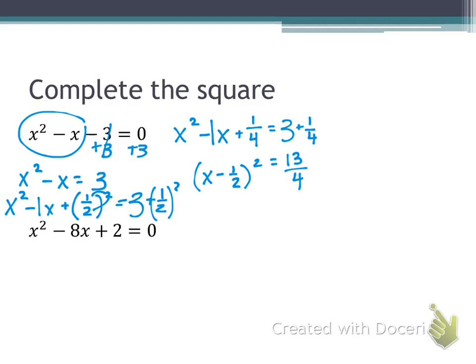Now, I've got to get the square root. So I do the square root, which cancels out. Whenever you do the square root of fractions, just like when you're squaring them, I've got to do the square root of the numerator and the square root of the denominator. So on this left side, I'm left with x minus 1/2 equals, what's the square root of 13? There is nothing, and I can't simplify it.